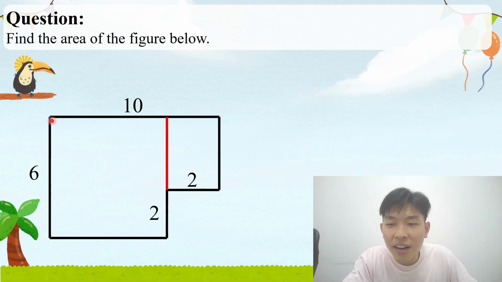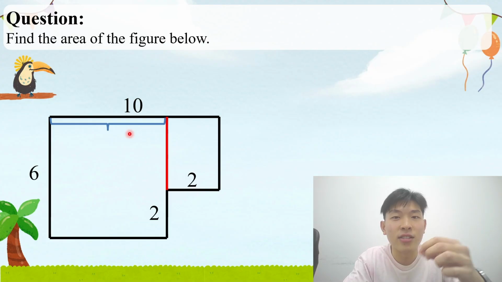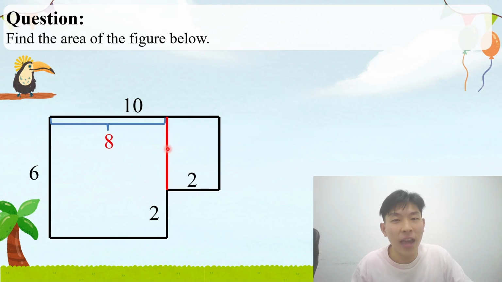So, what is the length of this part then? Here the whole thing is 10, this is 2. So if I cut off this, then it will be left with 10 minus 2 is 8. Amazing, so this will be 8. So what about this part here? Here, this is 2. This whole thing is 6. So this part will be 6 minus 2 equals 4. Amazing. So this is 4.